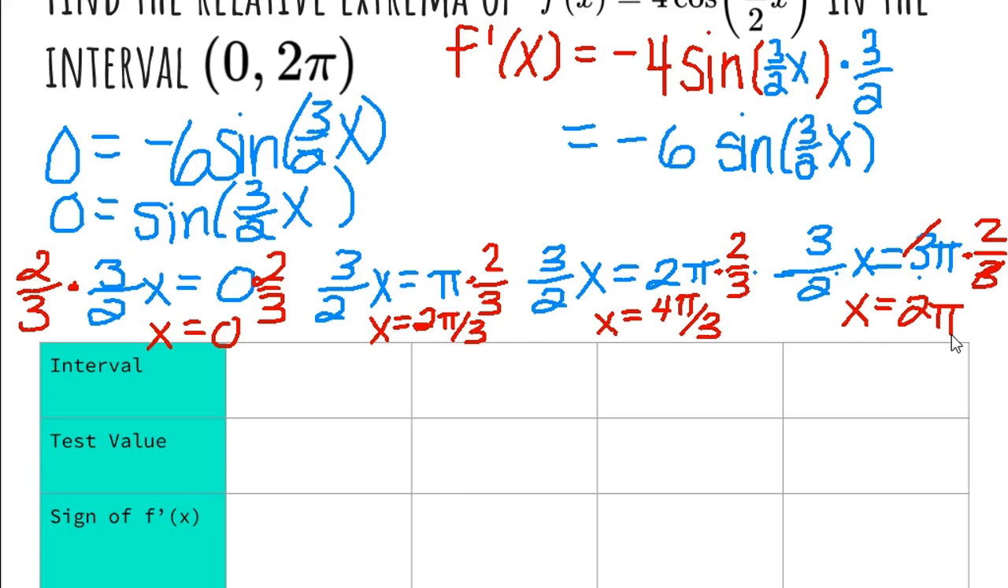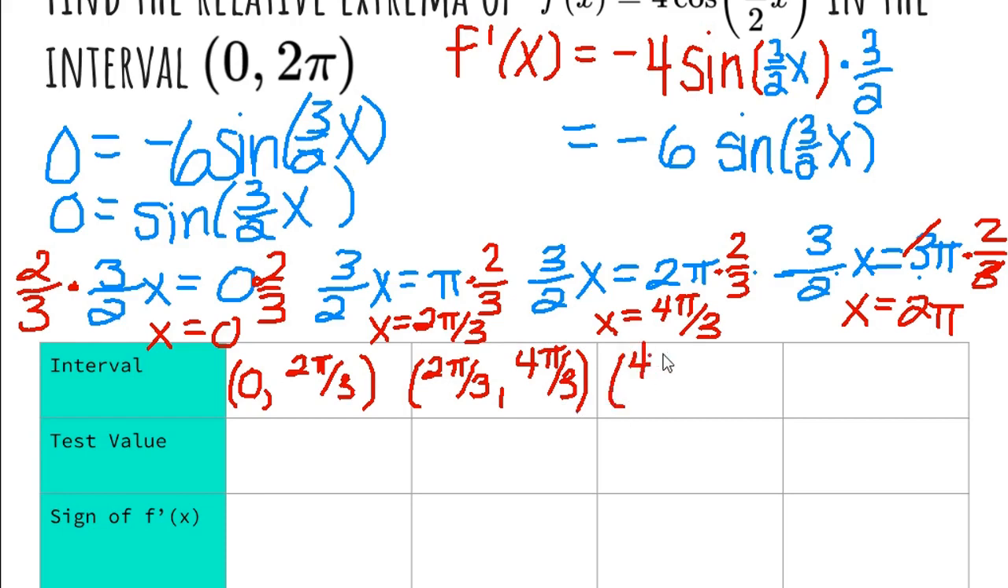Technically here, the only critical numbers are 2 pi over 3 and 4 pi over 3 because they are inside my domain. And so my interval starts from the left end of my domain and goes until my first critical number. Then I go from that critical number until my next critical number. Then I go from that critical number until my other endpoint.